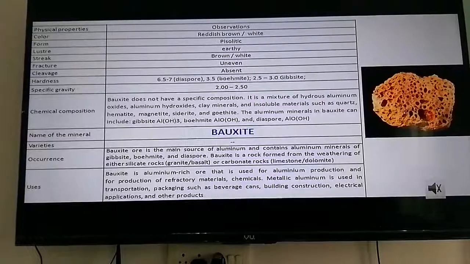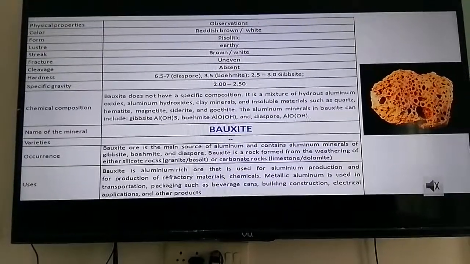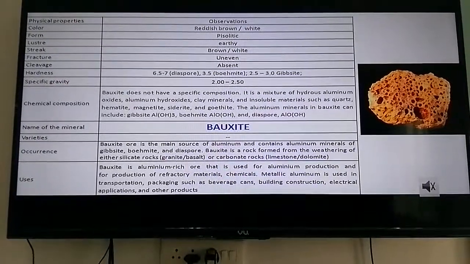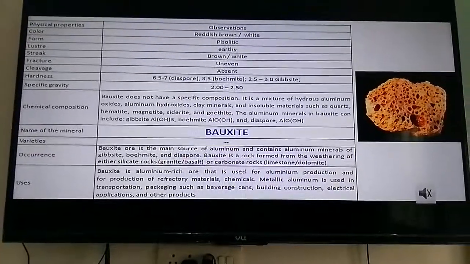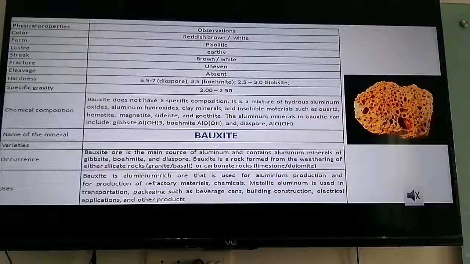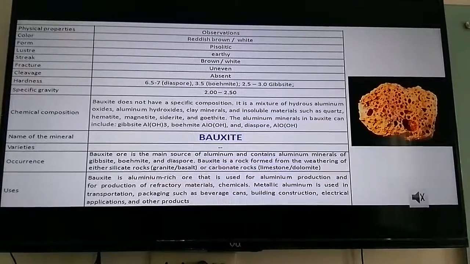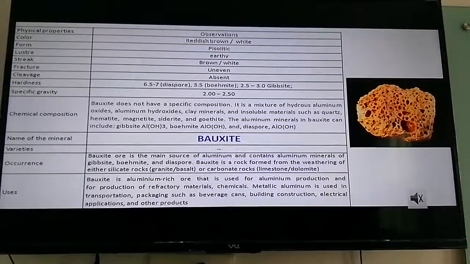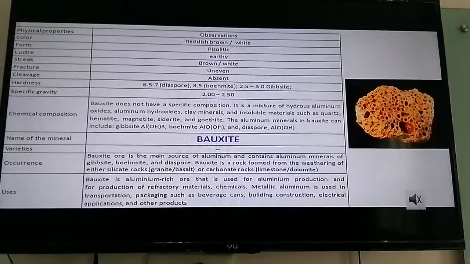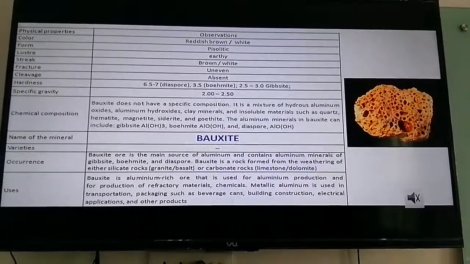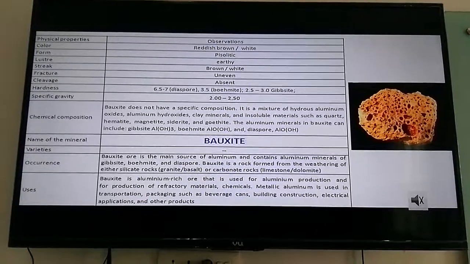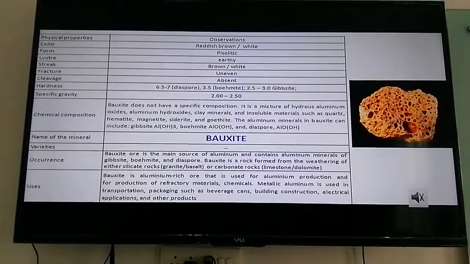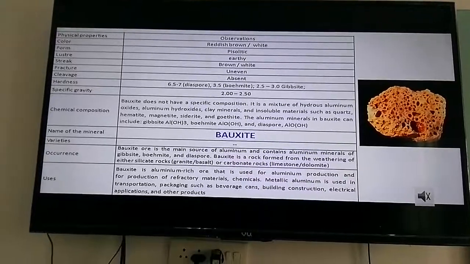So, bauxite is aluminum rich ore that is used for aluminum production and for production of refractory materials and chemicals. Metallic aluminum is used in transportation, packaging such as beverage cans, building construction, electrical applications and other products. Especially the transmission lines of power, the cables, are made with the help of aluminum.